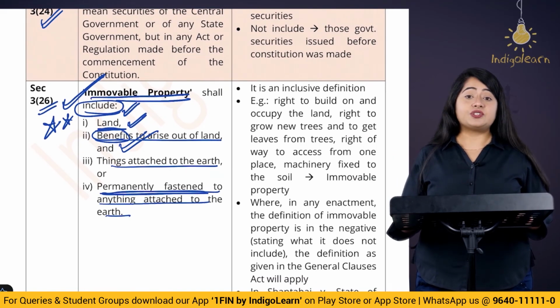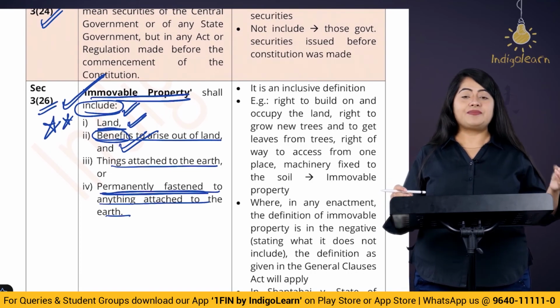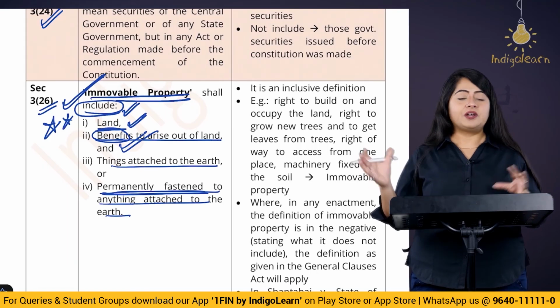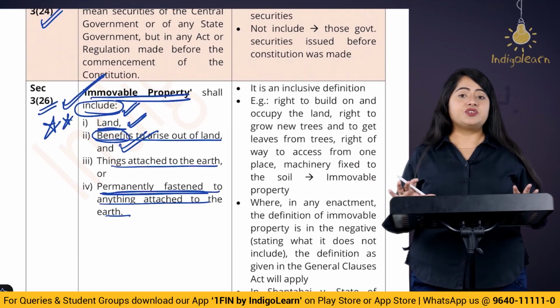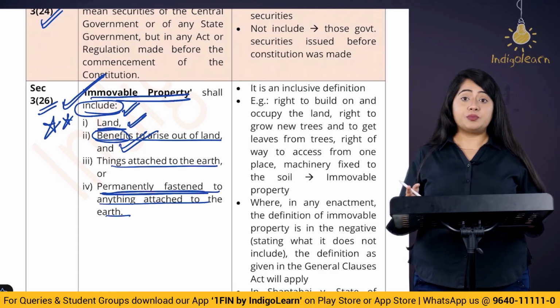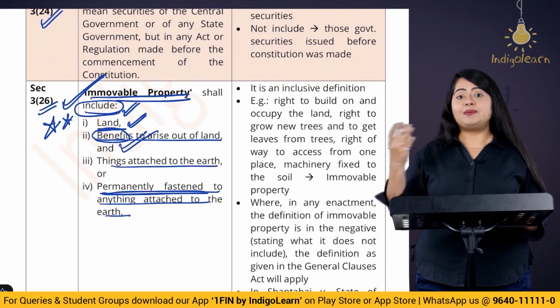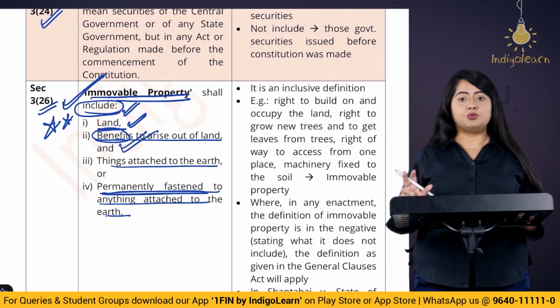So, now here the exam question is that let's say on a land there were some timber trees. Now, these trees are cut off, they are chopped off and then they are sold off. Now, these chopped trees, whether they are going to be considered as immovable property or not, the answer is they are not going to be considered as immovable property. Why? Because they can be moved, they are no longer attached to the earth. Therefore, these chopped trees are not immovable property.